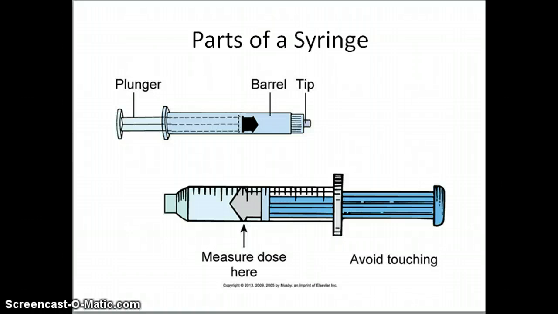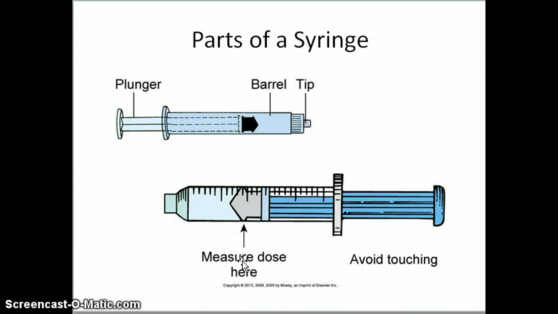The parts of the syringe are the plunger, barrel, and tip. We want to keep the tip and the plunger very clean and sterile. We want to only touch the very end of that plunger where you can see the little handle, and then you measure the dose from where you see the arrow coming out.